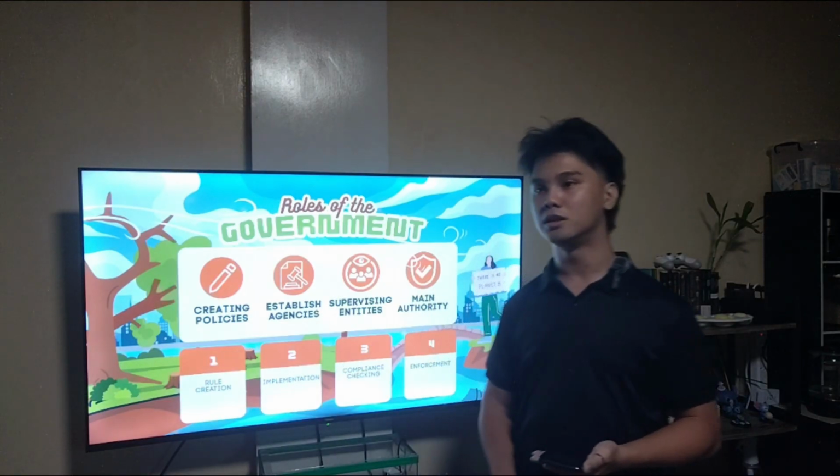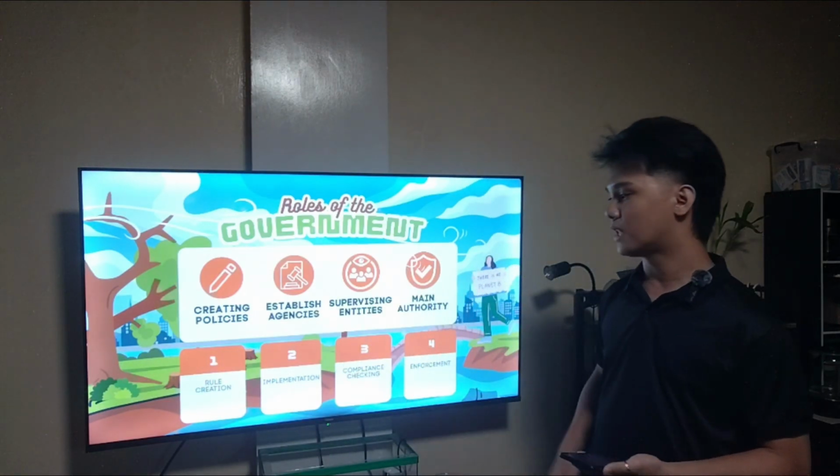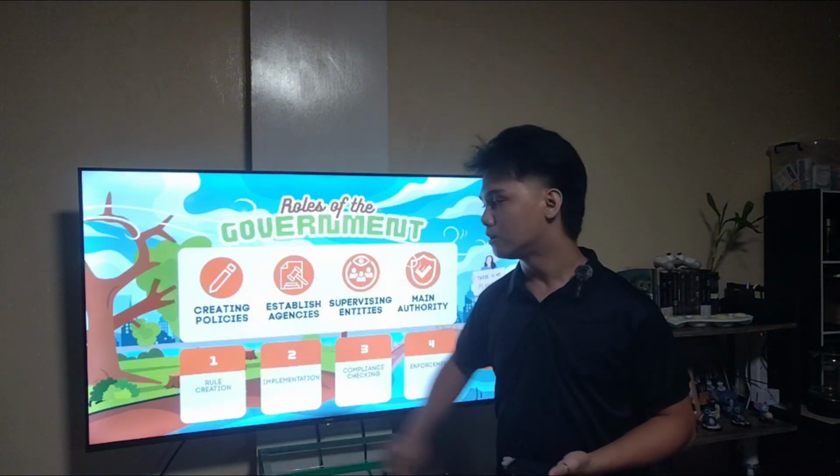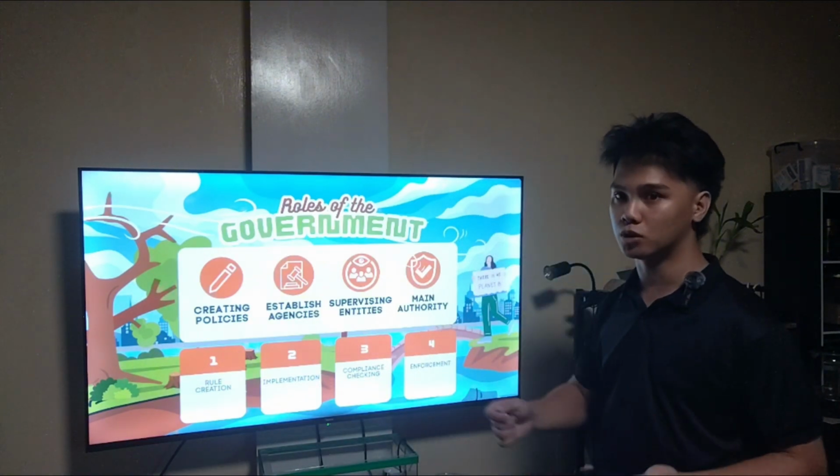So, ito yung pinaka-basic flow ng government when creating the command and control laws or regulation. Una, gagawin nila yung rule. Yung bill, gawin nila yung law. Next is, dapat ma-implement siya. Now, once implemented, dapat siya ay nasusunod.